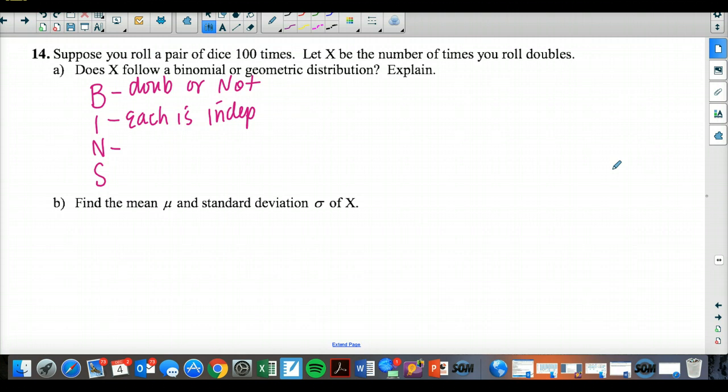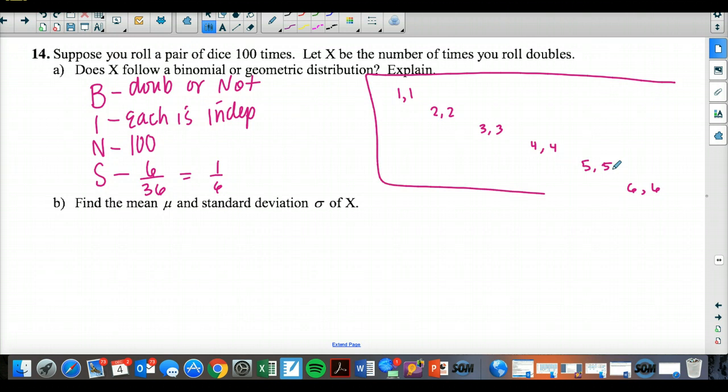Is our number of trials set? Yes. How many do we have? 100. And the probability of success, you might not remember this, is 6 out of 36 or 1/6. Because that'd be 1, 1, 2, 2, 3, 3, 4, 4, 5, 5, or 6, 6. So there's a total of 36 outcomes, and that is 6 out of 36. So that is why it's binomial.